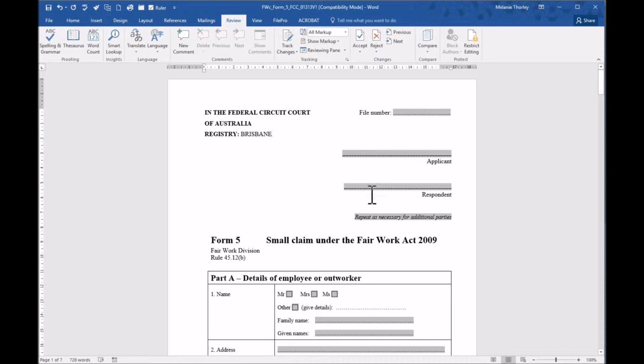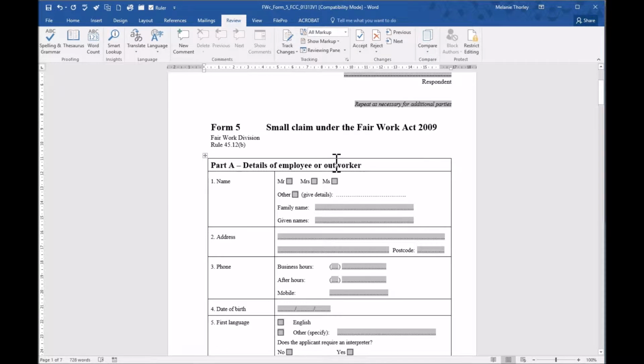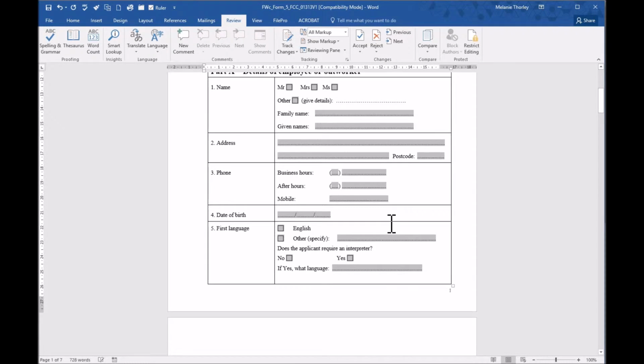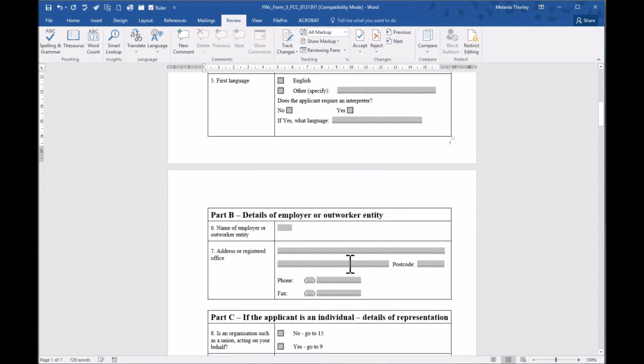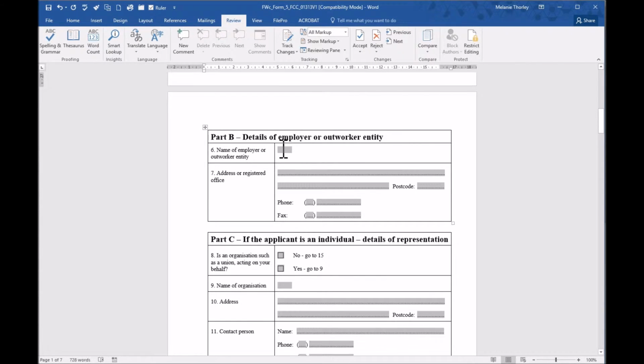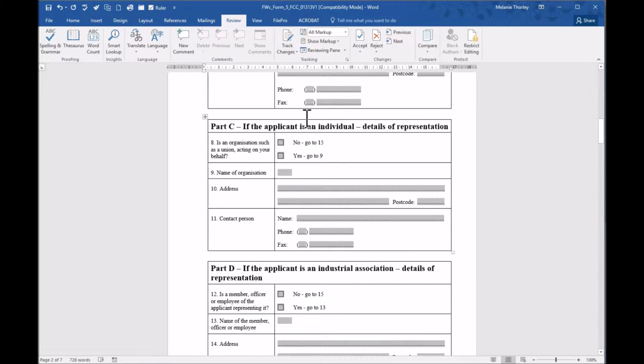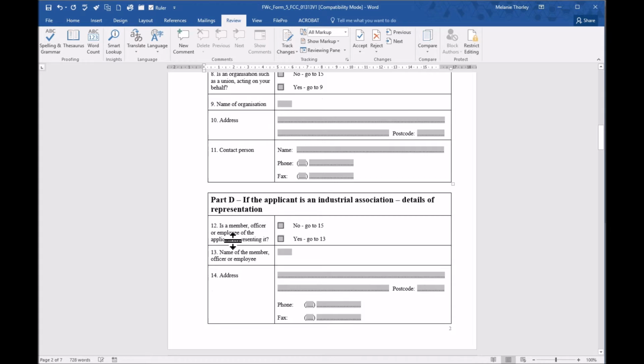And you put the applicant in, which is you, and the respondent, which is the employer who's been ordered to pay the money, who hasn't yet. Then you just put all your details in. So it's asking for your name, your address, your phone number, your date of birth. Then it's asking the name of the employer, their address. If you've got representation, you just go yes. If you're likely not going to have representation, of course you can call me and I can help you out here. You go to no, then it asks you to go straight down to 15, so we're going to do that.